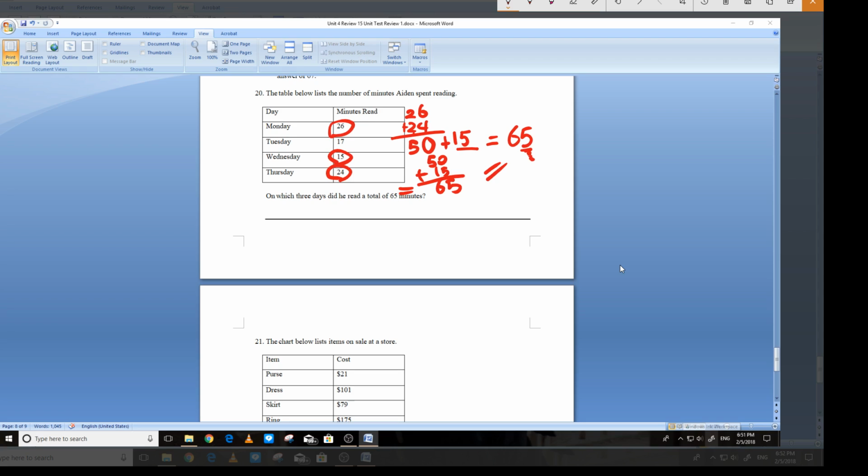So how are we going to write this? We're going to write on Monday, Wednesday, and Thursday, Aiden read a total of 65 minutes. And that's how you do number 20.